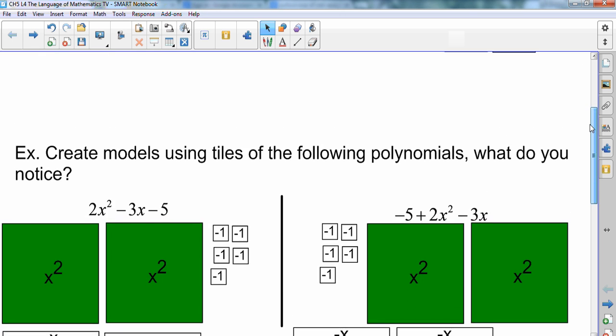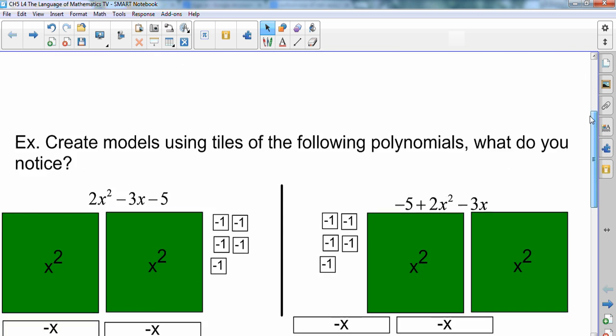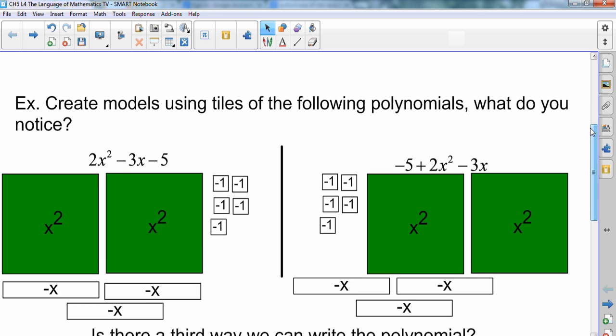Okay, so the next part asks you to make models of each polynomial. So I want you to build them, and when you build them, you should get two groups that look very similar, right? They both have 2 green x squareds, they both have 3 negative x's, and they both have 5 negative 1's. So they're the exact same polynomial. They just are written in different order.